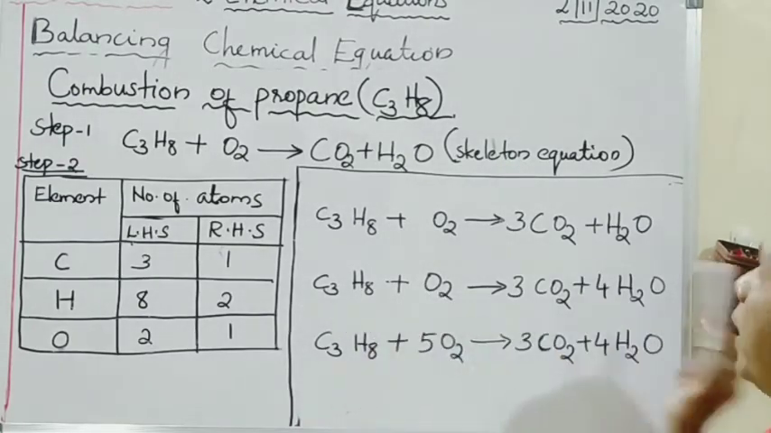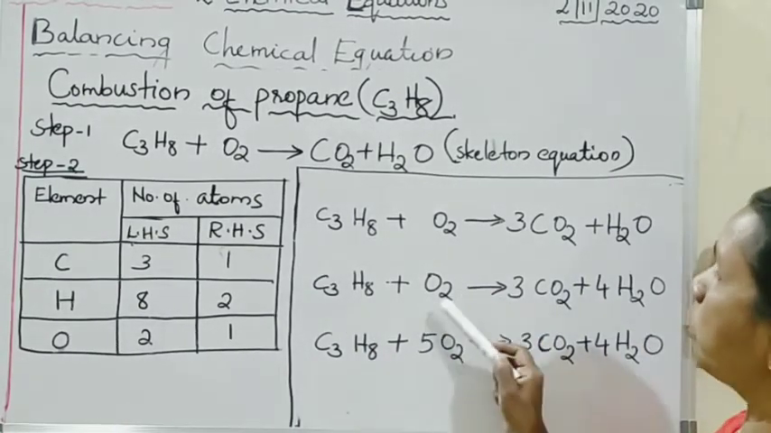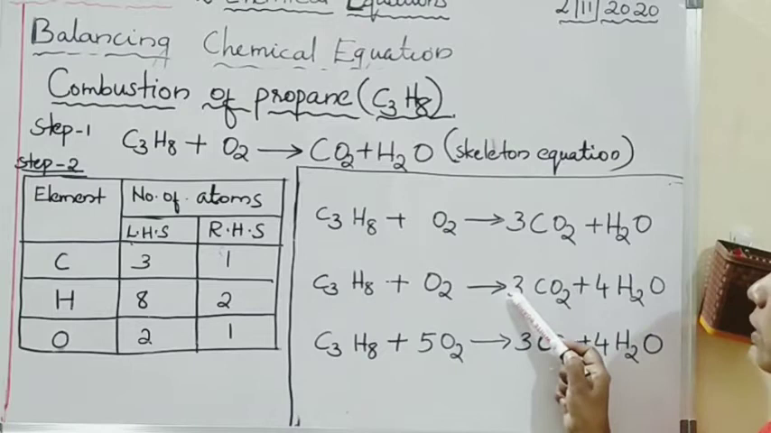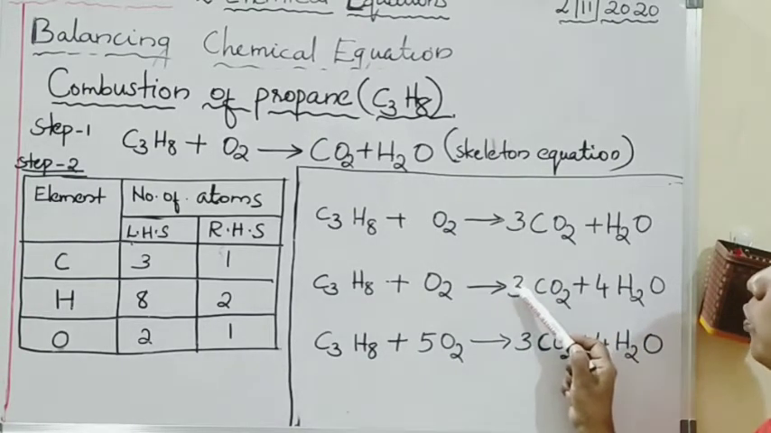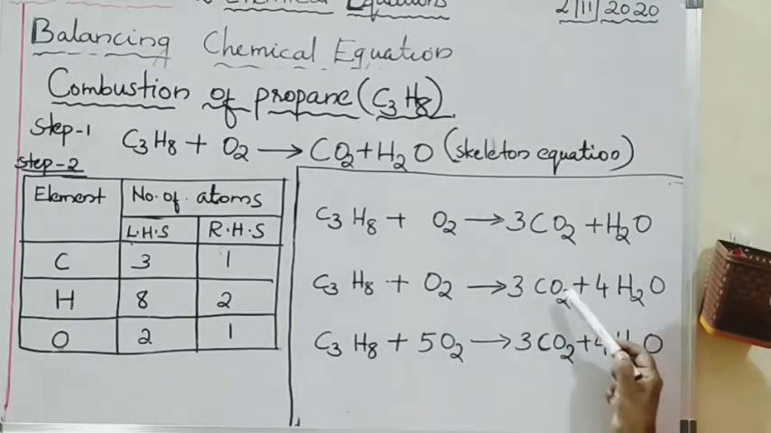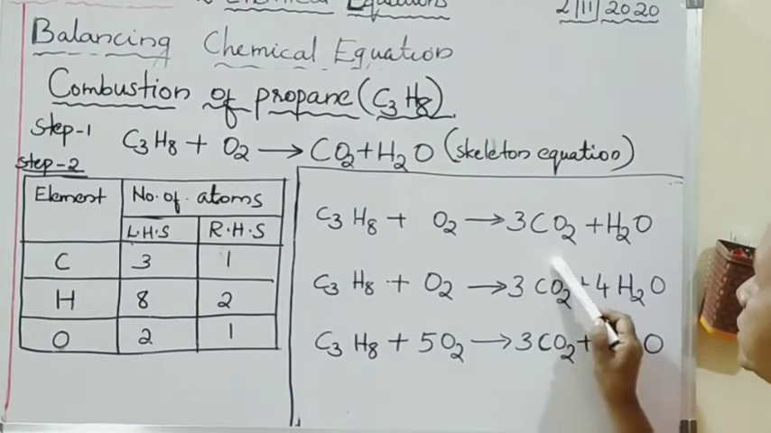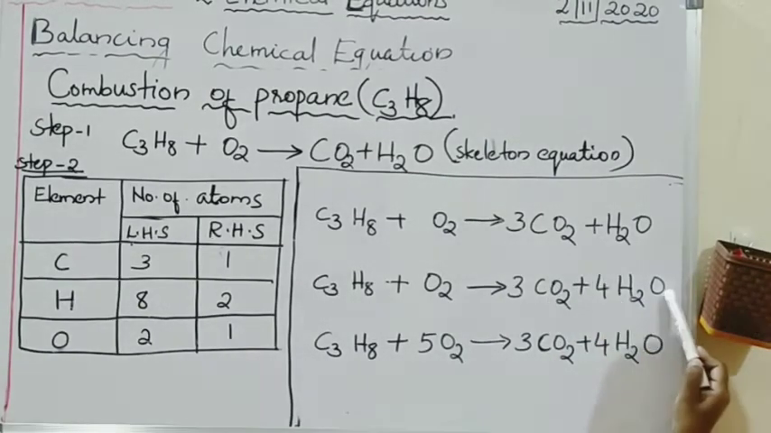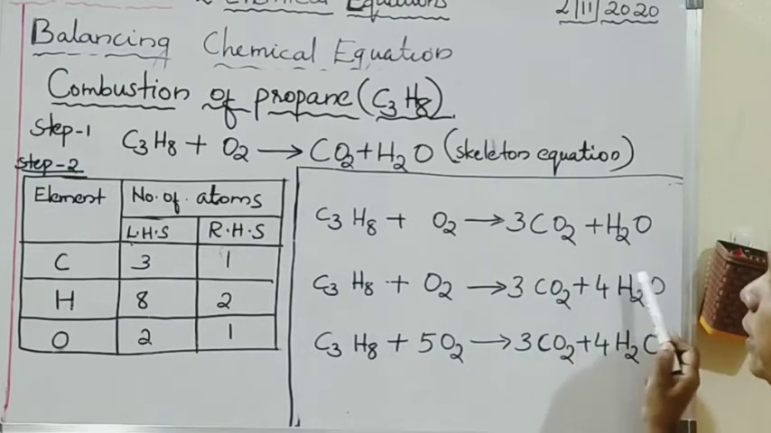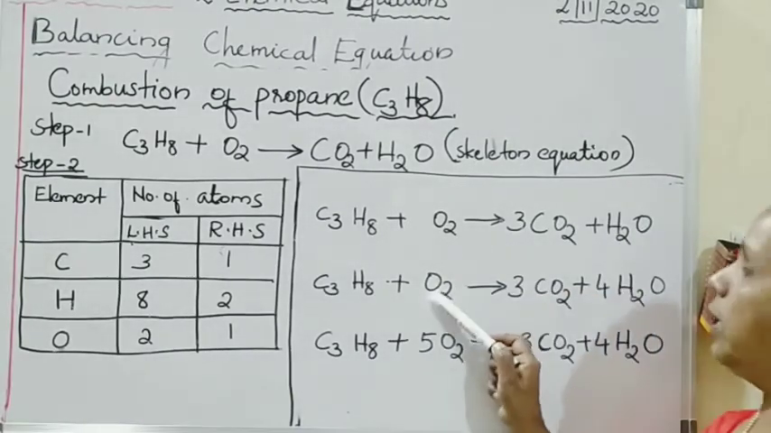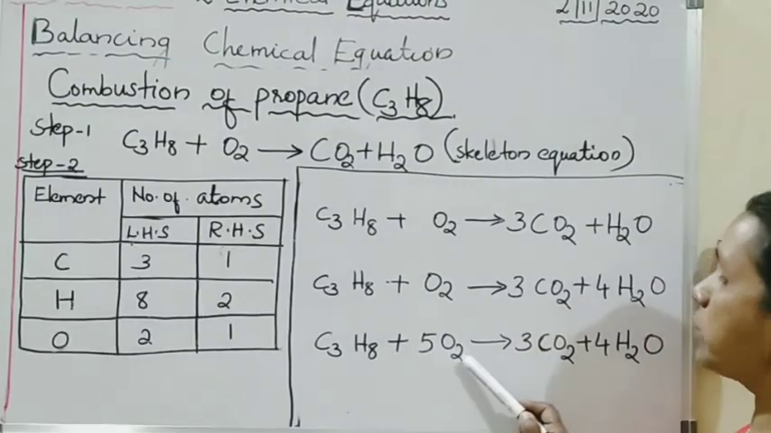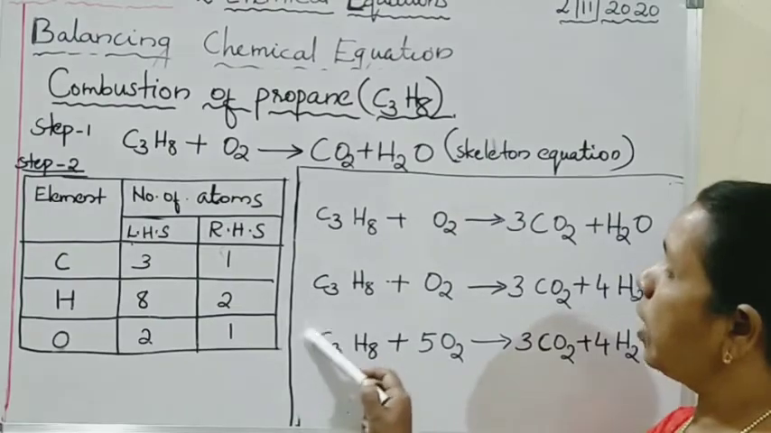Now carbon is balanced, hydrogen is balanced. Now go to oxygen. Oxygen here is 2 only, but here see, 3 is there. 3 twos are 6 oxygen atoms. This 3 is for carbon dioxide, and here 4 is for water. Therefore 6 oxygen plus 4 oxygen, 10 oxygen atoms are there. But in the LHS only 2 are there. Therefore we keep the coefficient as 5. 5 twos are 10. Now it is a totally balanced equation.